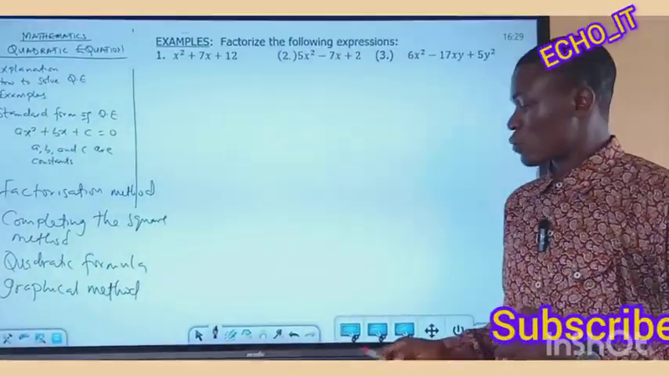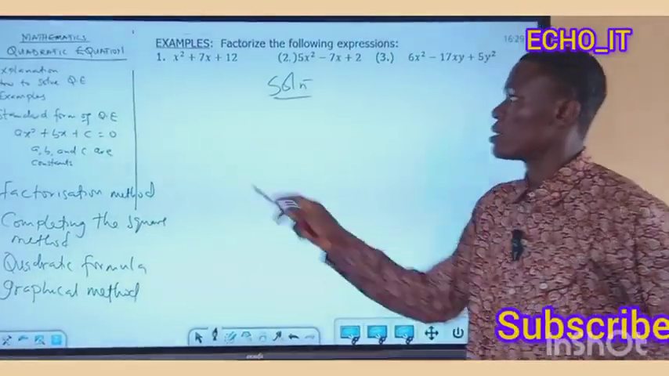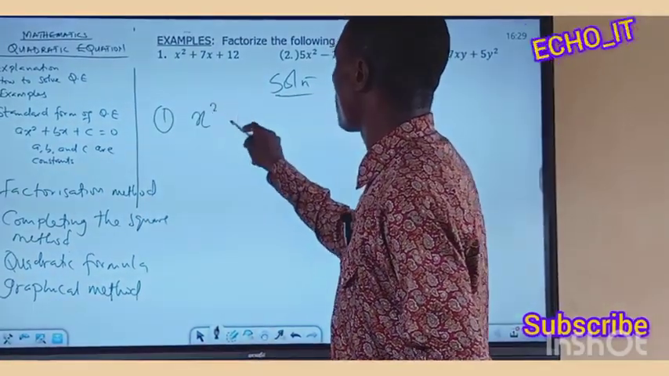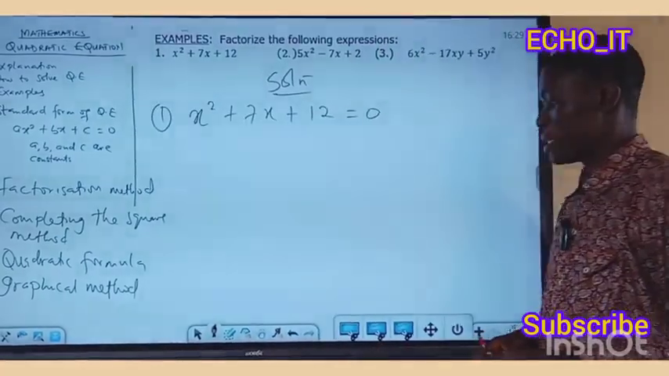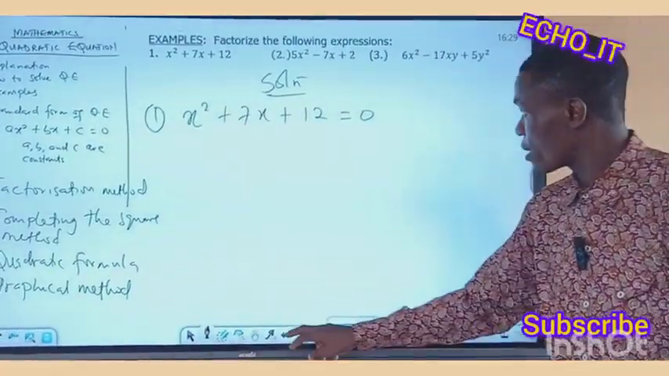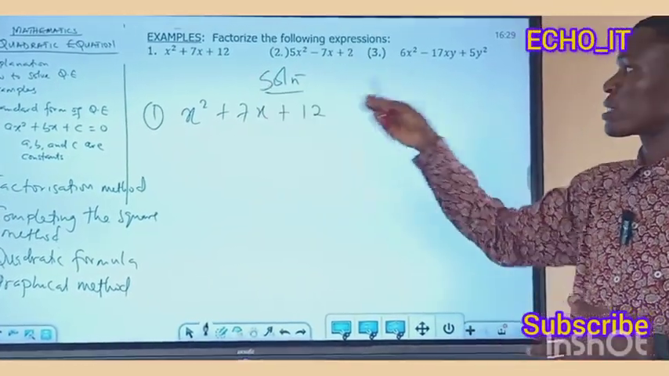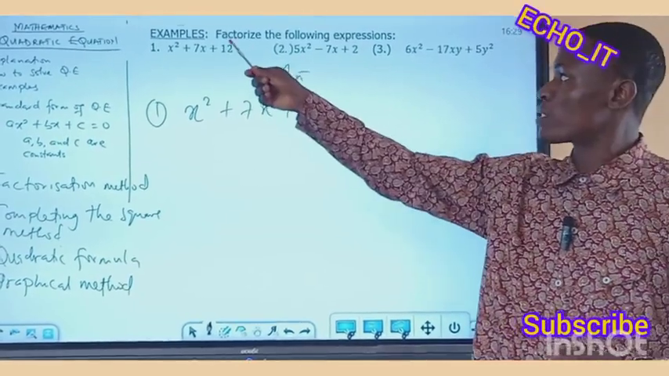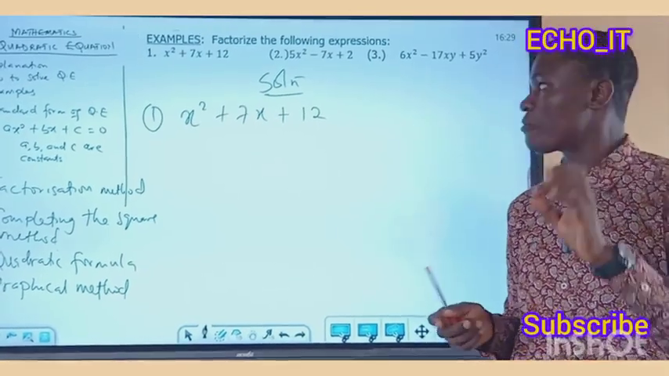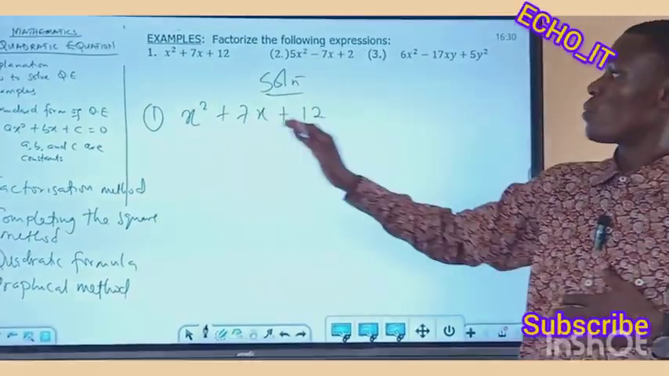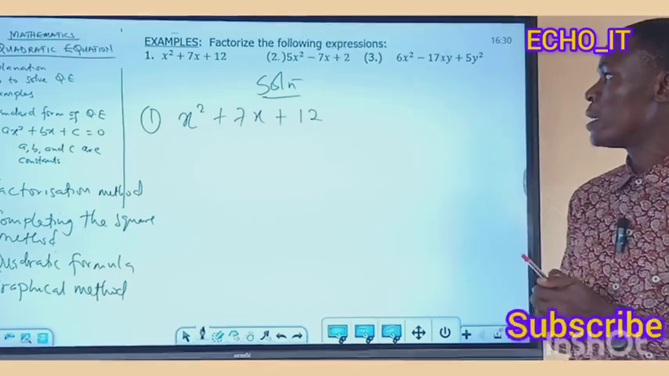All right, so the first one, let me write the solution. The first one is x squared plus 7x plus 12. Here we have a quadratic expression because there is no equality sign. And you can see the question states that we should factorize, not to solve, so you have to take note of that. So let's learn how to factorize so that we can solve that equation using the factorization method.